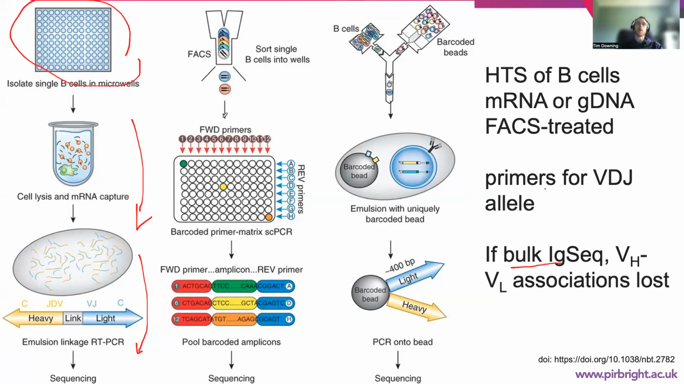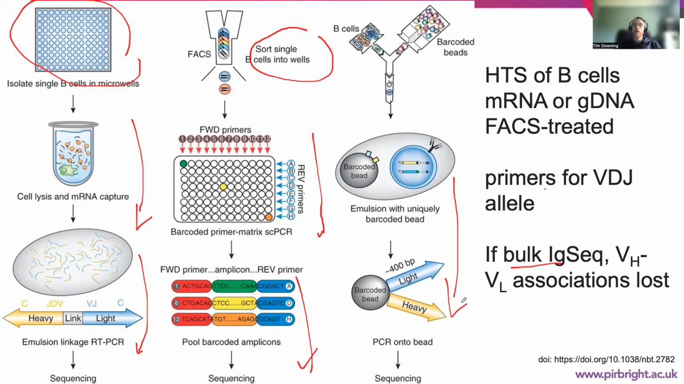That's for the kind of bulk approach. Then for single cell approaches, we can sort them into wells first of all, then use targeted forward and reverse primers that are known before sequencing. We can also use barcoded methods to barcode the B cells in advance, and then with the barcoded beads, sequence those heavy and light chain alleles as well. So these are different approaches for IgG-seq.